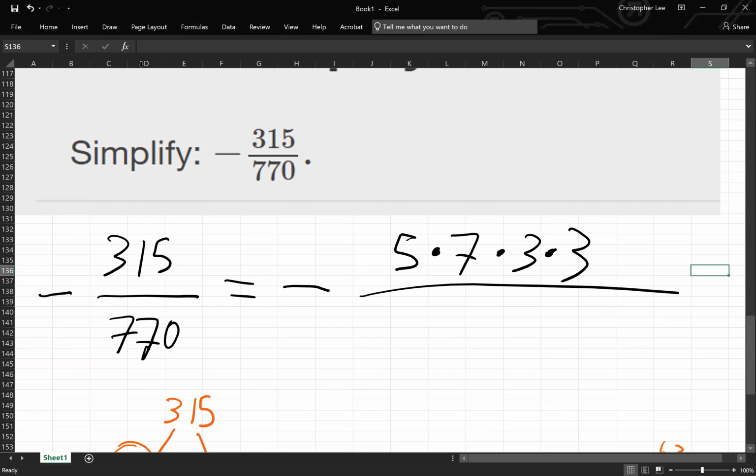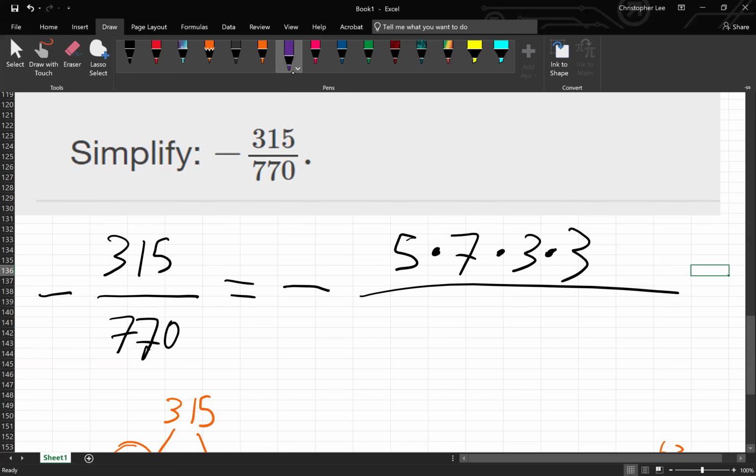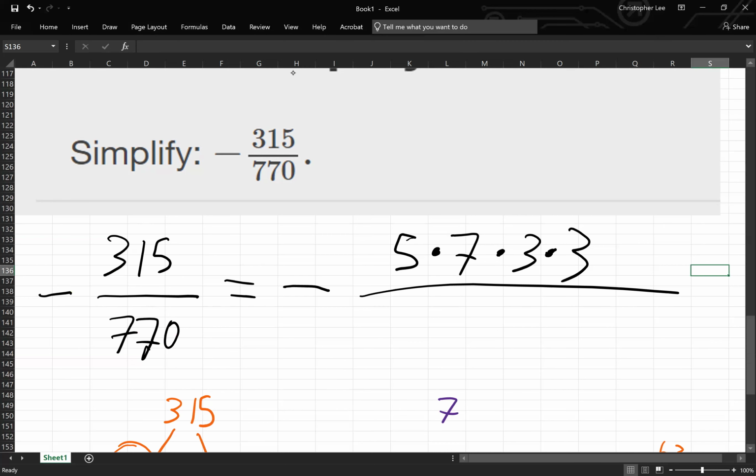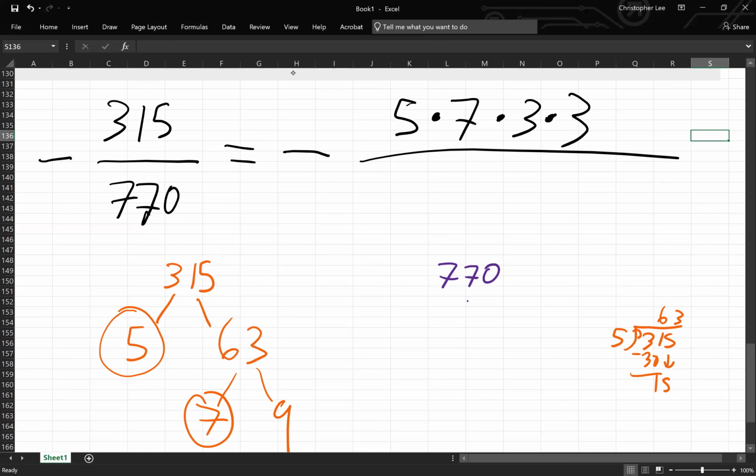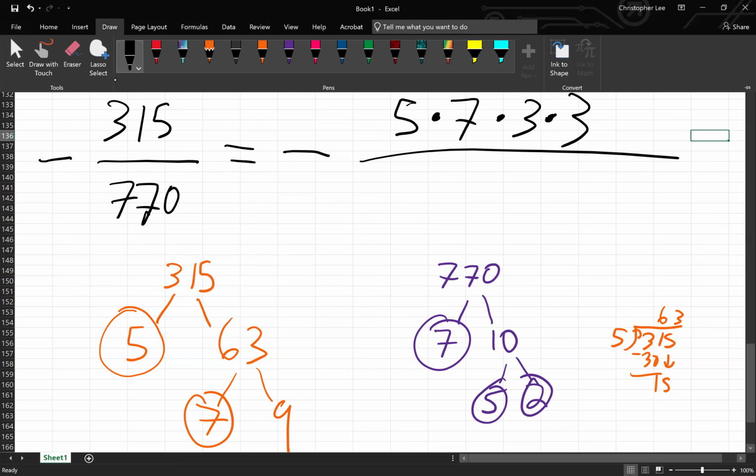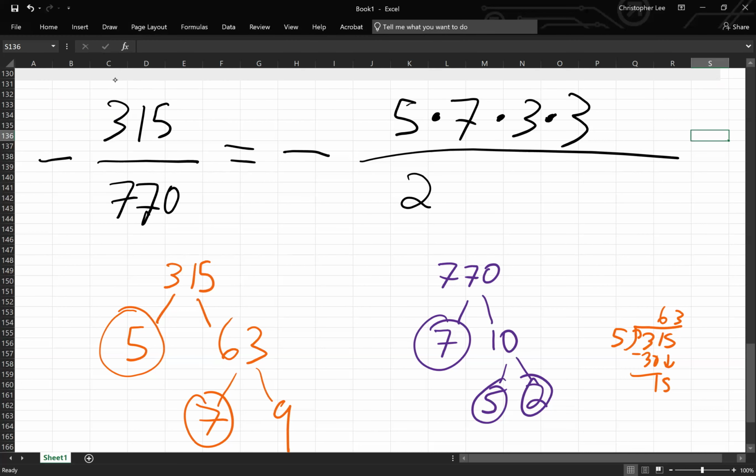All right, so my next goal is I want to do the same thing to the 770, right? This could get broken up into 7 times 10, which could then further get broken up into 5 times 2, right? So now what do I have up top? I have 2 times 5 times 7, right?